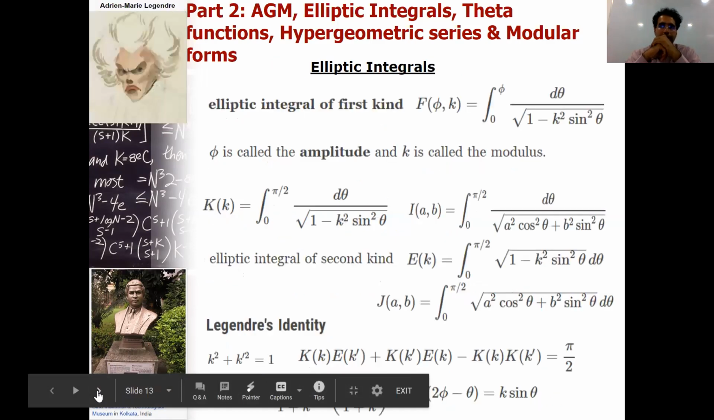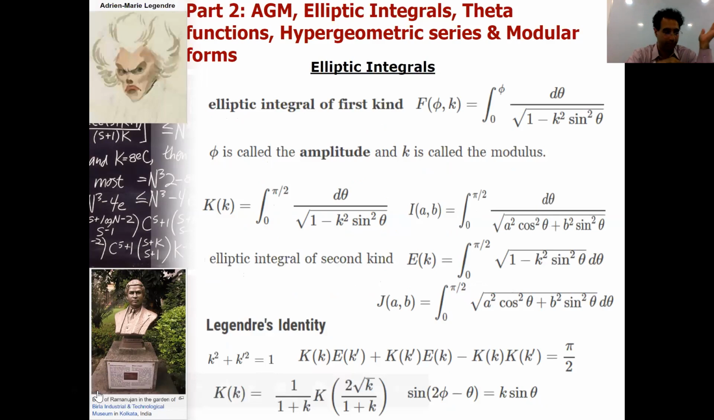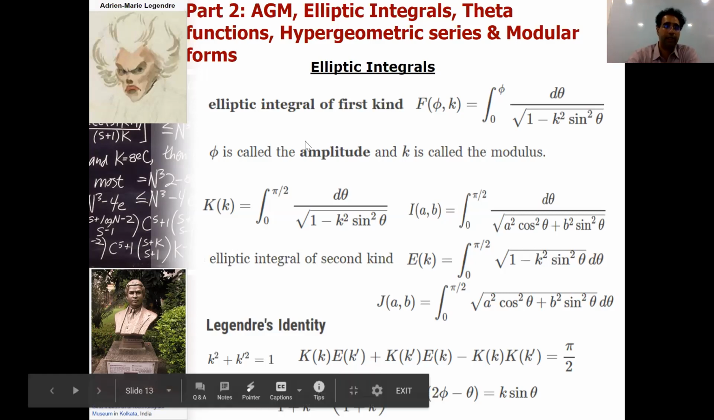Okay, so that was the first topic as a prerequisite, the arithmetic geometric mean. And then the next one is elliptic integrals. There are two kinds of elliptic integrals, the first kind and second kind. There are many other orders also, but we will deal only with the first and second order because that is what Ramanujan used.